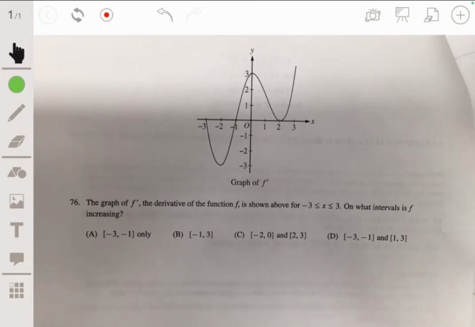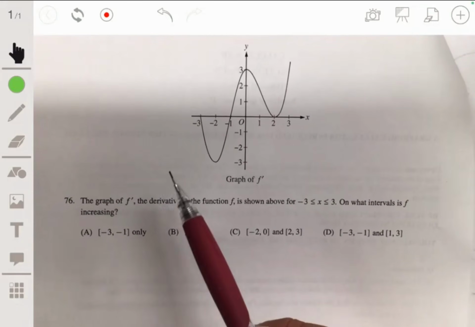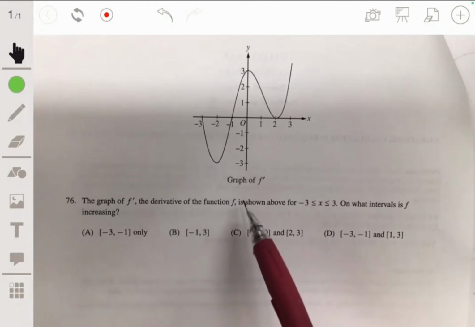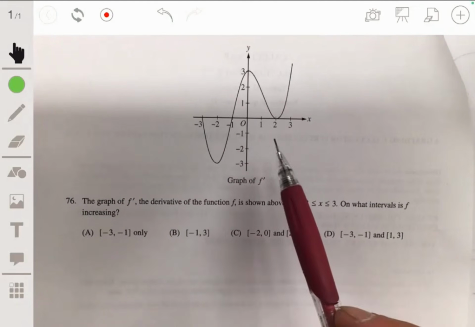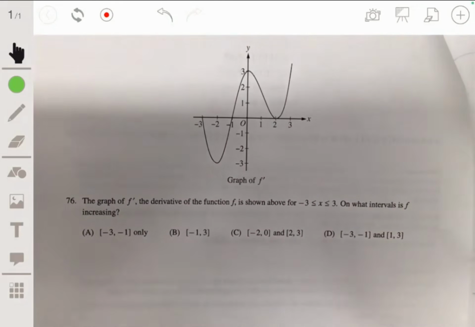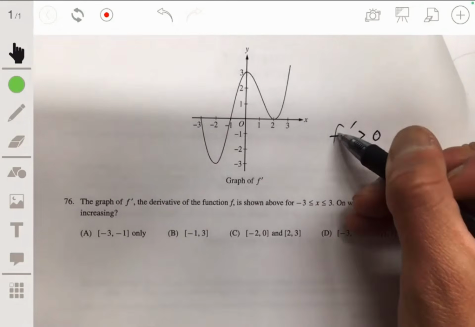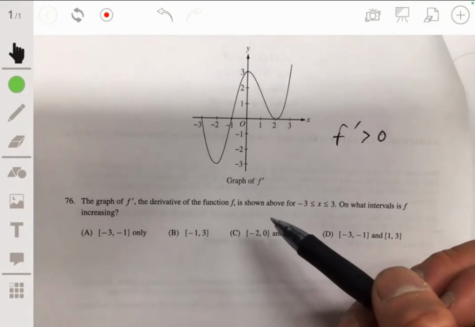All right, so for 76, we have that the graph of f prime, which is the derivative of f, is shown here from -3 to 3, and we want to figure out on what intervals f is increasing. So remember, the derivative tells you the rate of increase, gives you an idea of how the behavior of the function is changing. So when f prime is positive, so when f prime is greater than 0, that means that f is increasing.